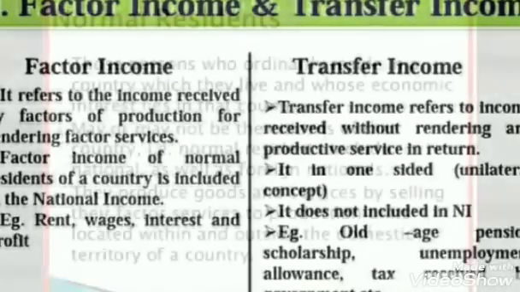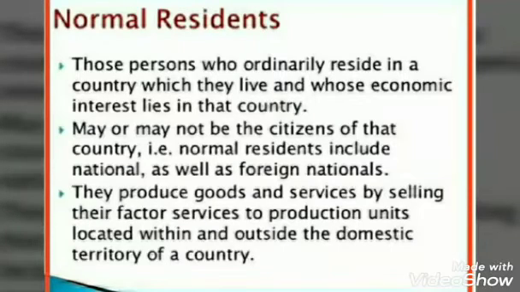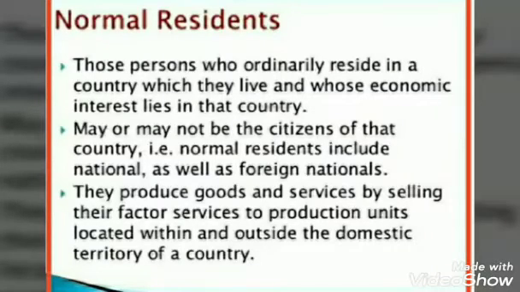Now the next is the normal resident. Now the question arises, who is a normal resident? So children, a normal resident is a person who actually resides in the country concerned, and whose center of economic interest also lies in that particular country. That means if a person is residing in a country for a period of 1 year or more than 1 year, and his economic interest is also lying in that particular country, then that person is said to be a normal resident. A normal resident could be an individual person, and could be an institution also.